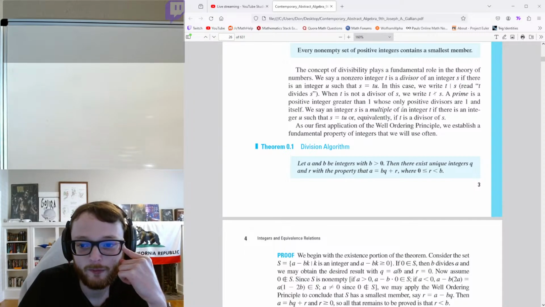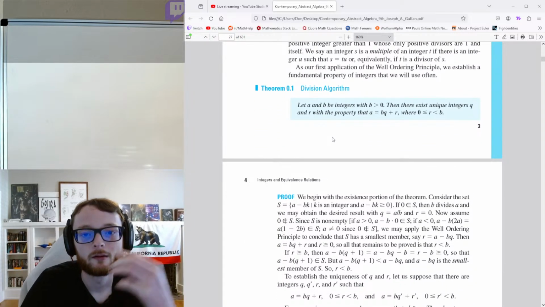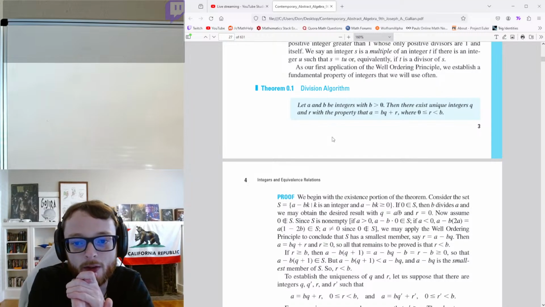An integer s is a multiple of integer t if there's an integer u such that s equals tu, which is equivalent to t being a divisor of s. As a first application of the well-ordering principle, we establish a fundamental property of integers that we will use often. Division algorithm. Let a and b be integers with b greater than 0. Then there exist unique integers q and r with the property that a equals bq plus r, where 0 is less than or equal to r, which is less than b.